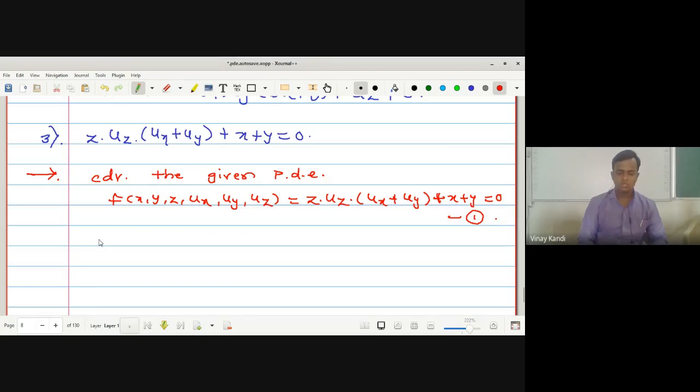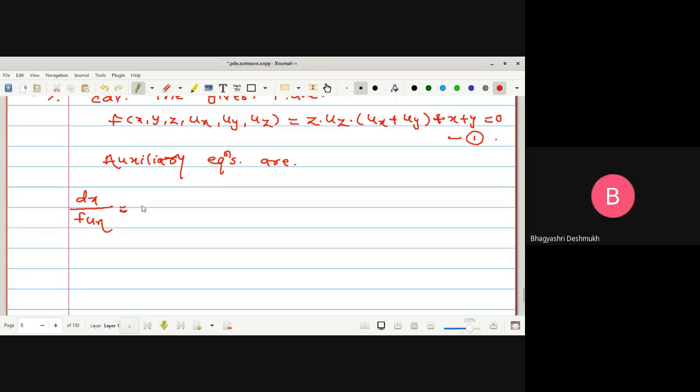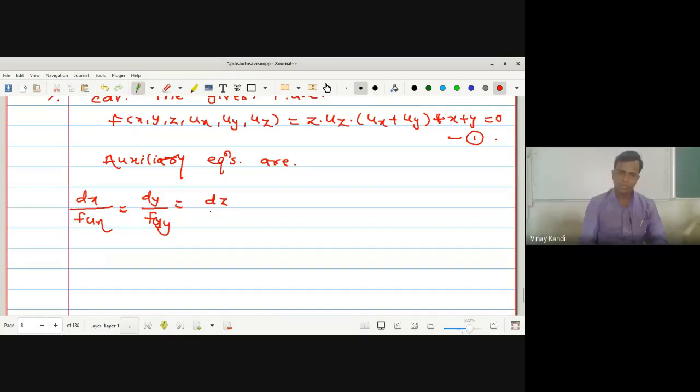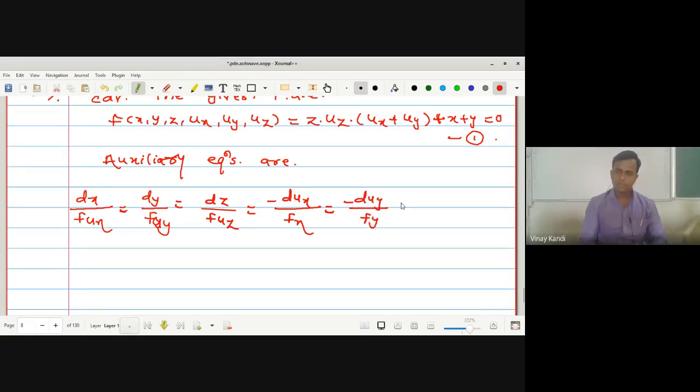Okay. Now the auxiliary equations of equation 1 are, tell me, what is the auxiliary equation? dx upon fux is equal to dy upon fuy is equal to dz upon fuz is equal to minus dux upon fx is equal to minus duy upon fy is equal to minus duz upon fz. Okay.